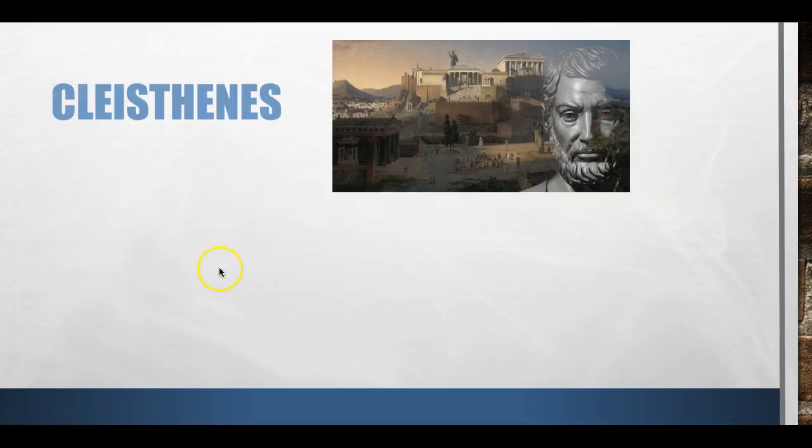So, the person that I want to introduce you to is named Cleisthenes. Can you say that with me? Cleisthenes. So this is a bust of Cleisthenes that is superimposed on this painting. And the painting is of the city-state of Athens, and we can see the Parthenon on top of the hill.